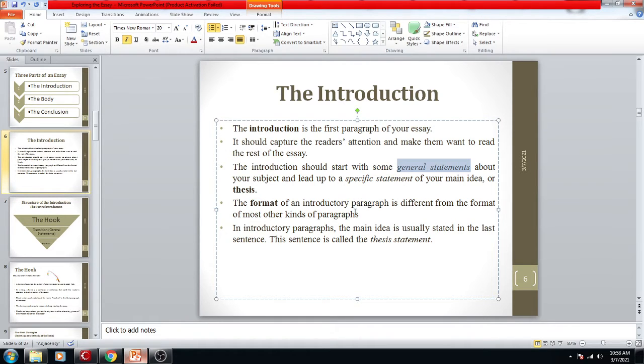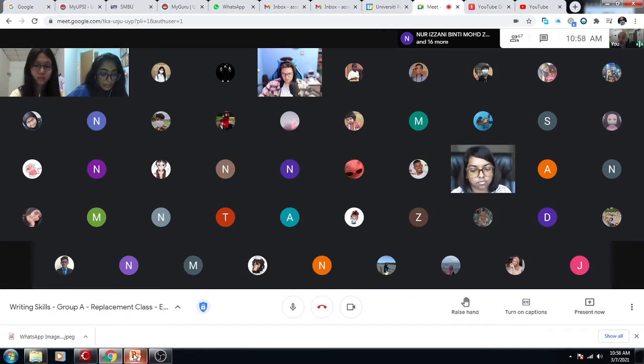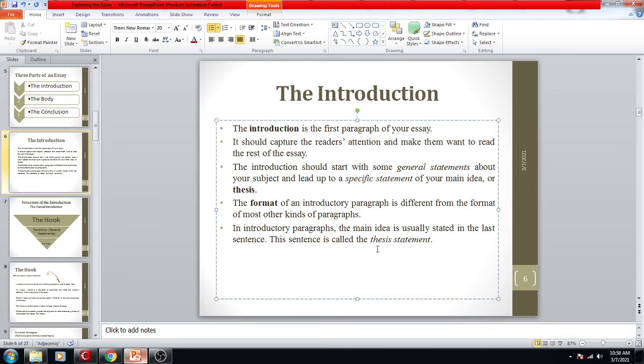The format of an introductory paragraph is different from the format of most other kinds of paragraphs, as we have said. In introductory paragraphs, the main idea is usually stated in the last sentence, unlike a typical paragraph where the topic sentence, the main idea sentence, is usually the first sentence. But in the introductory paragraph for an essay, the most important sentence, the main idea sentence, is usually the last sentence. And this sentence is called the thesis statement.